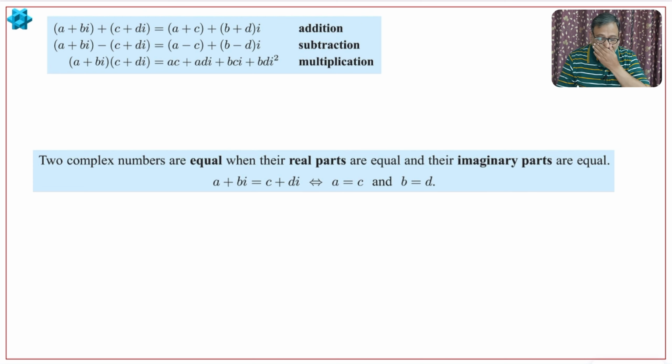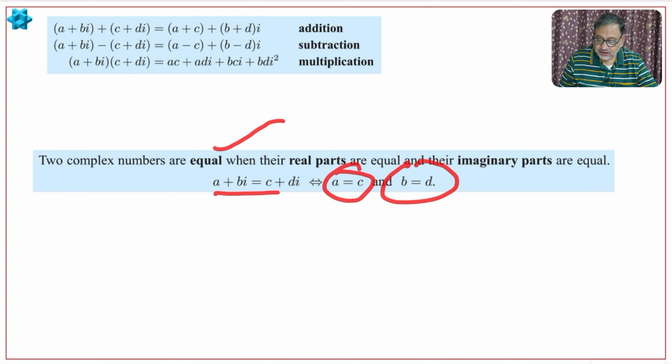And there are some properties: addition, subtraction and multiplication. Addition means we add the real parts and we add the imaginary parts together. Similarly, we subtract the real parts separately and the imaginary parts separately. Multiplication is done as in algebraic expressions: a times c, then a times di, then b times ci, and then b times di squared. Two complex numbers are equal if their real parts are equal and their imaginary parts are equal.